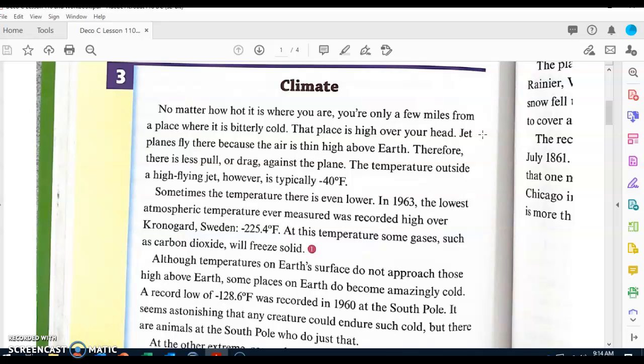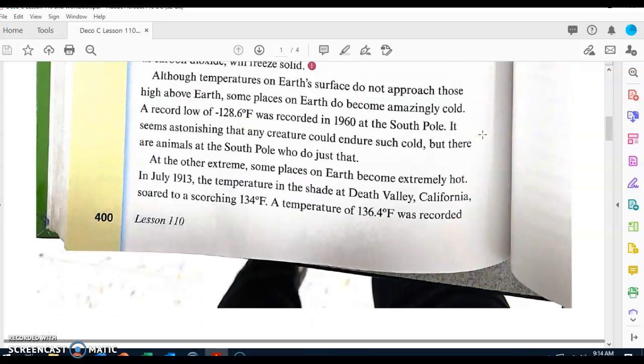Let's listen to question number 1. Why do jet planes fly high above the Earth? Jet planes fly high above the Earth because there is less drag against the plane. Where was the lowest atmospheric temperature ever recorded? The lowest atmospheric temperature ever recorded was over Kronogård, Sweden. Let's go ahead and continue.